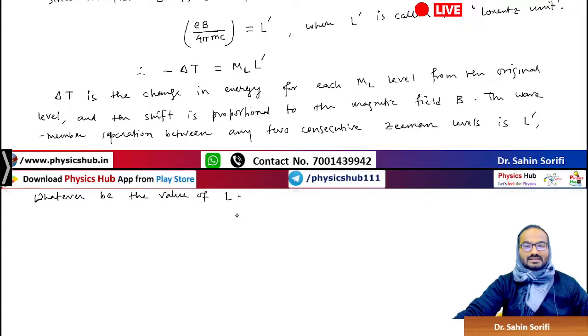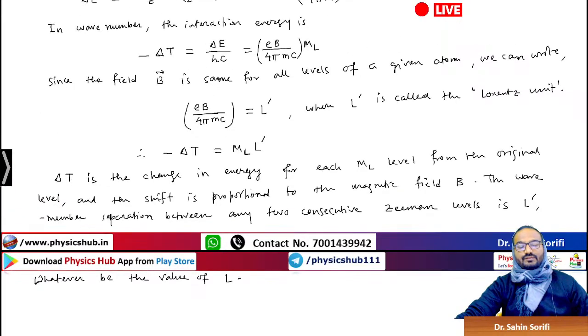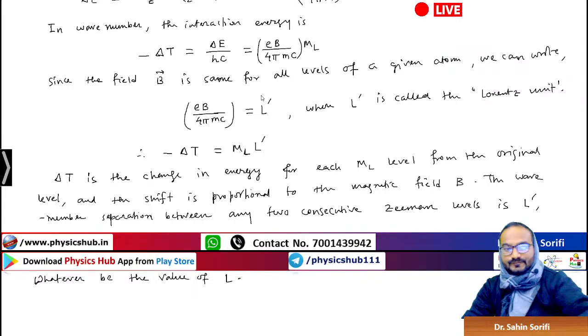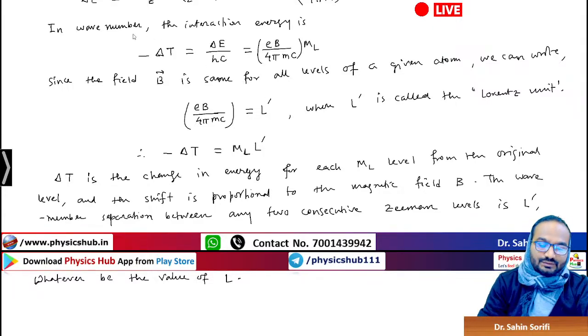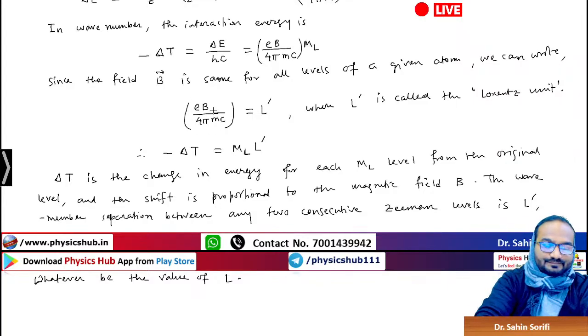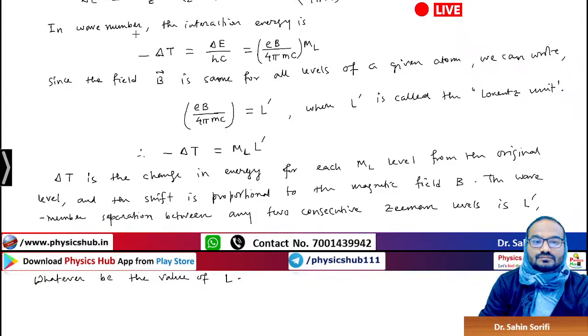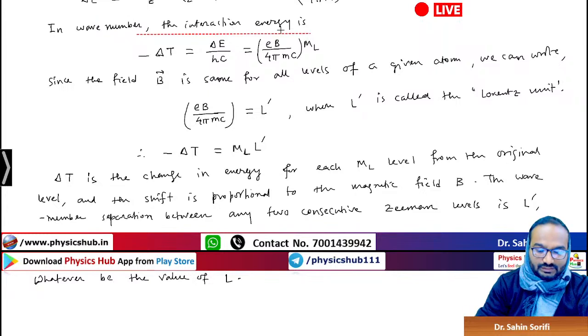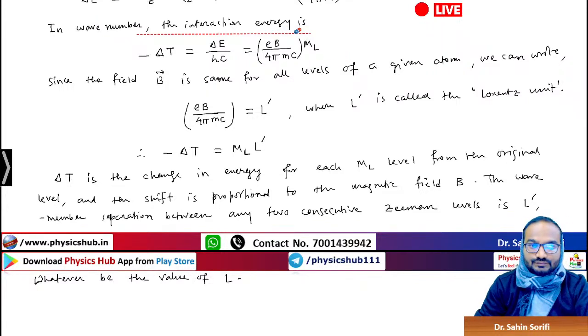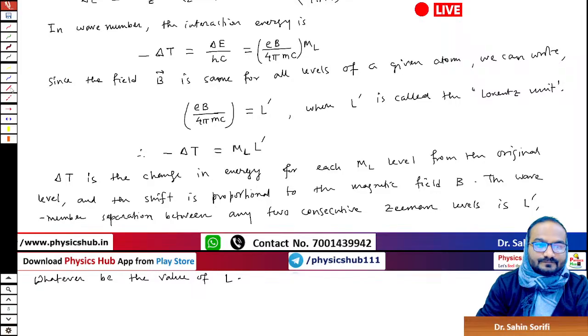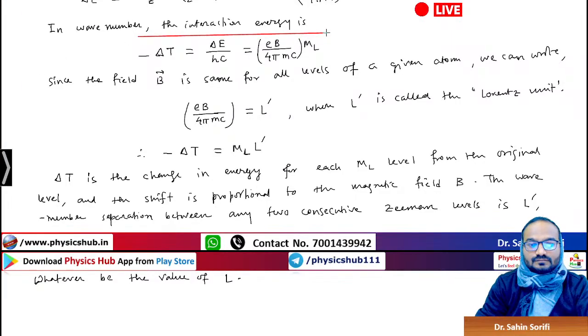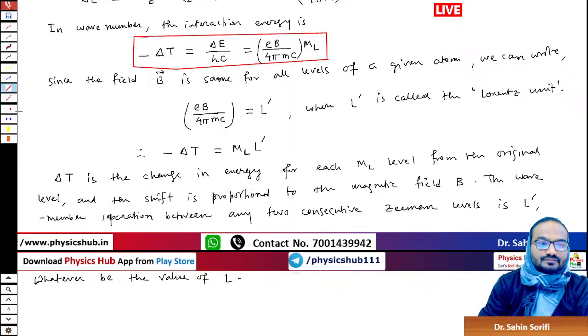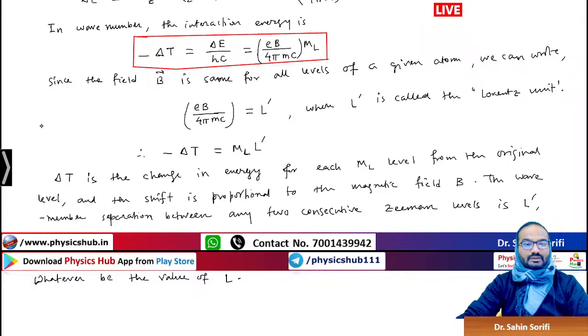Now we will consider an example. So the main formula is eB by 4 pi mc into ml, when we are considering wave number representation. Let us consider an example.